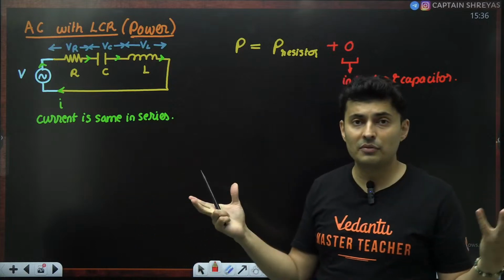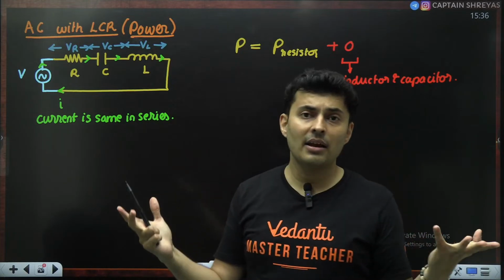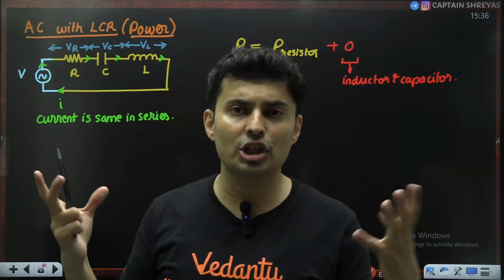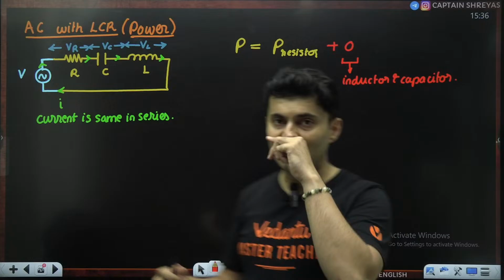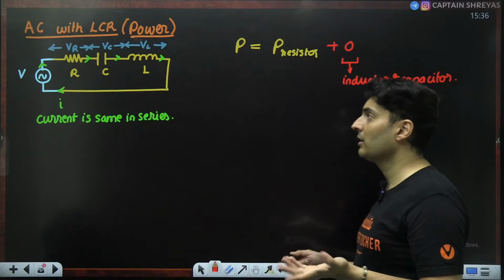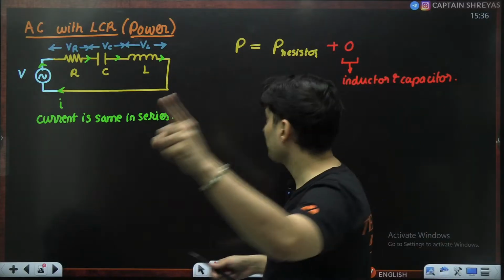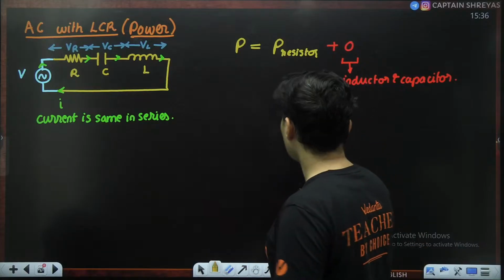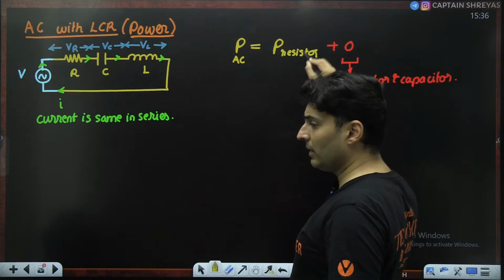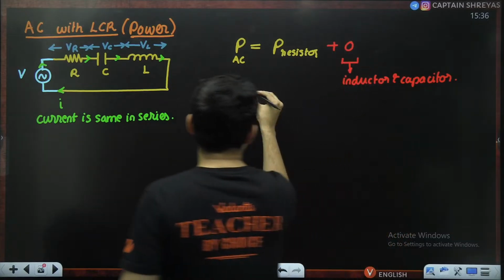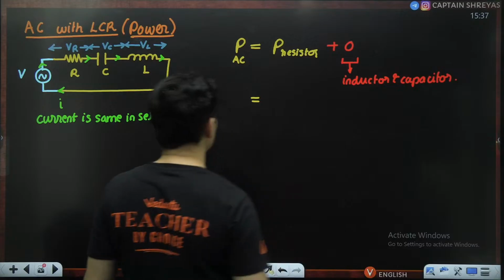In fact, there are energy formulas also: half CV square, half Li square. These are the energy stored in capacitors and inductors. So there is no way a loss can occur inside an inductor or a capacitor. So the entire power of an AC circuit is always delivered across the resistor. But how much is the power across the resistor?